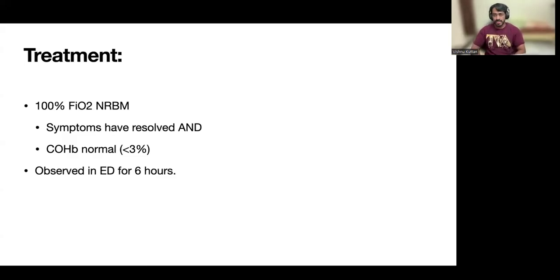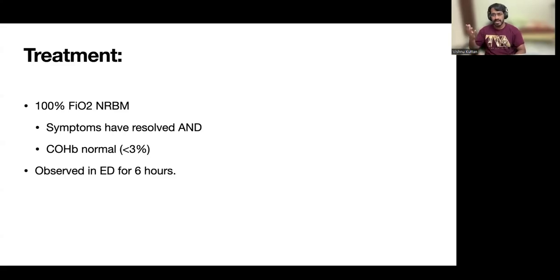Treatment: you need to reduce the half-life, which is the first mechanism. And for that, you need to put on 100% FiO2. And till what point do you do it? Till symptoms have resolved and your carboxyhemoglobin level is less than 3%.